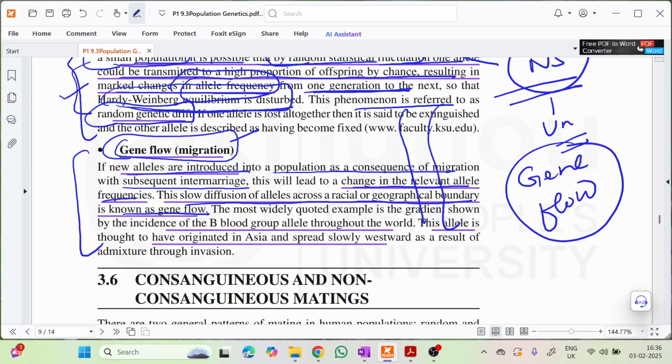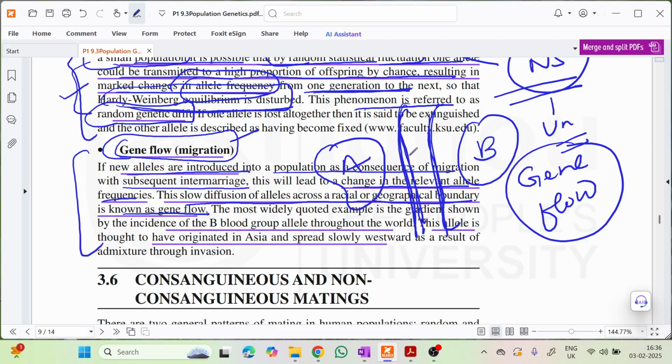So let's have two populations, A and B, those are restricted by any watershed or inaccessible mountain or forest area. But with gradual communication and transportation facilities, intermarriages started happening between them. And because of that intermarriage, the genes of one population got diffused into the other. So this diffusion or migration is known as gene flow.